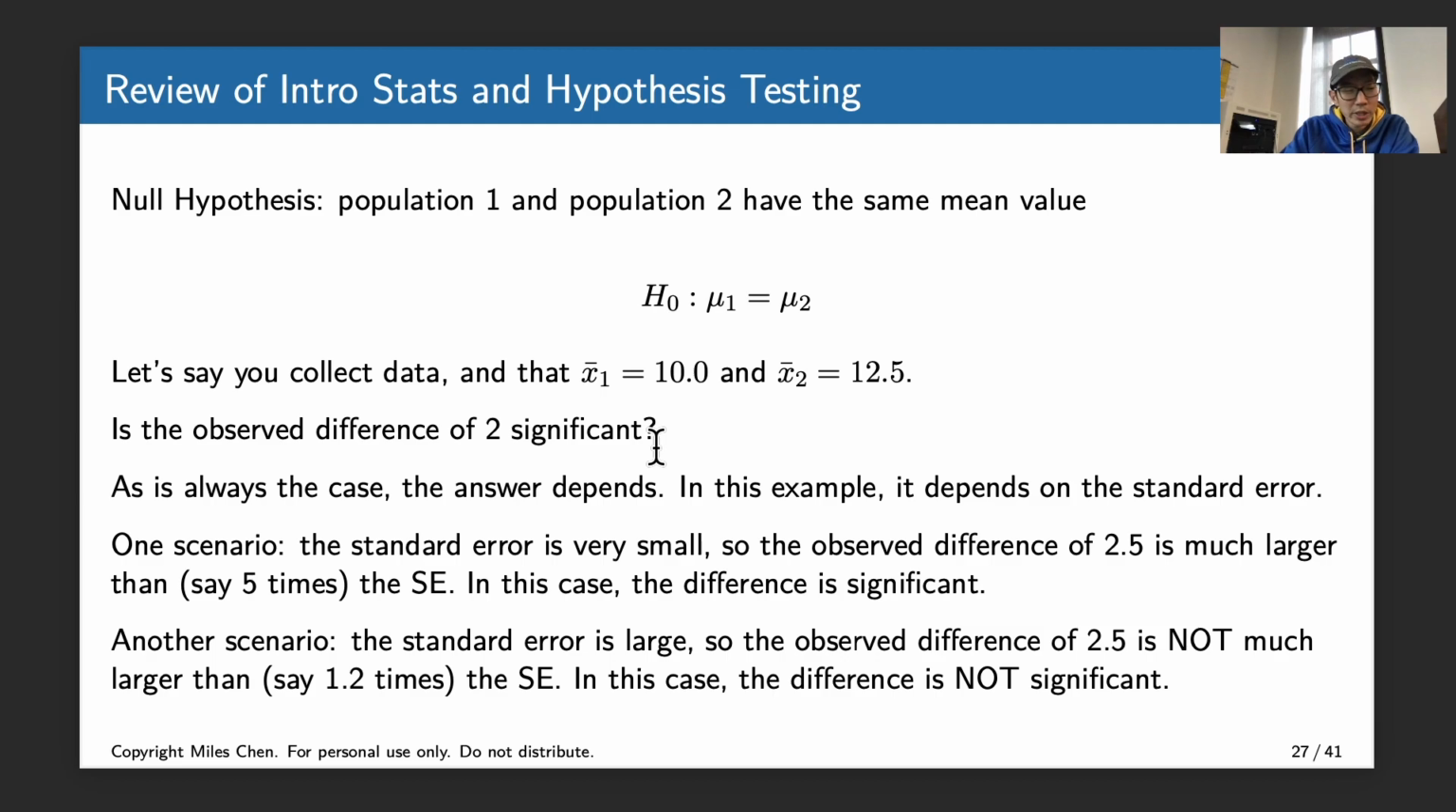So anyway, we go out and we collect data, and we get x bar 1 is 10, x bar 2 is 12.5. And I wrote, is the observed difference, and it should say of 2.5 significant. I left that off there. Is that difference between 10 and 12.5, that difference of 2.5 points, statistically significant? The answer is always, it depends. It depends on the data and things like that.